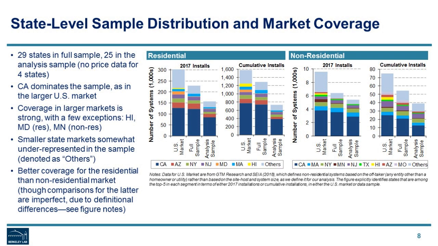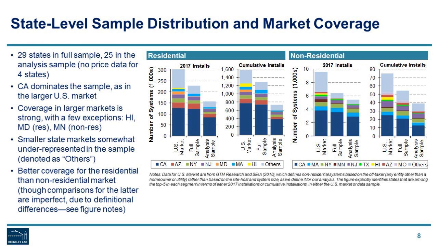And there's just a few key themes that I'll mention here. The first is, if you look at the dark blue bar segments, which are California, you can see that California definitely dominates our sample, as it does the overall national market. And that does have some implications for the trend that we present later on national median installed prices, as I'll talk about further.